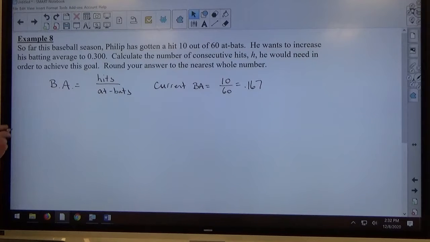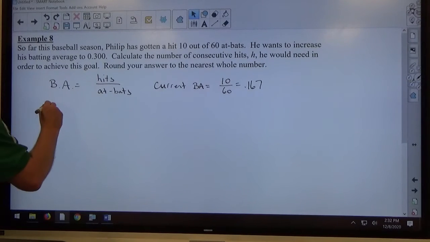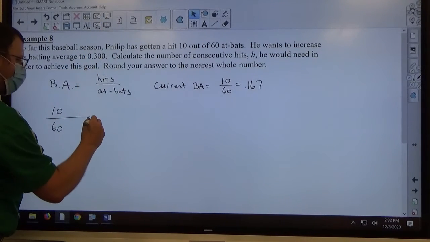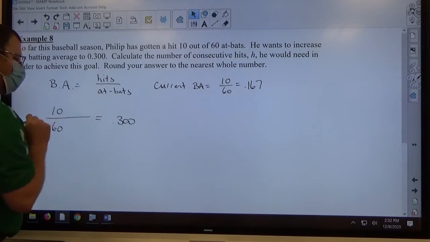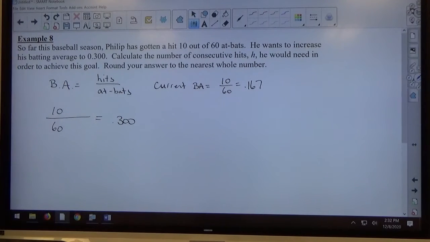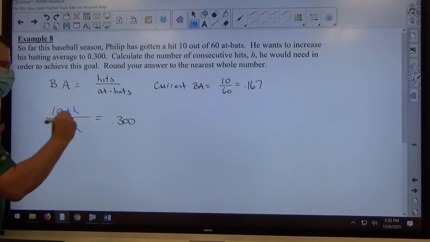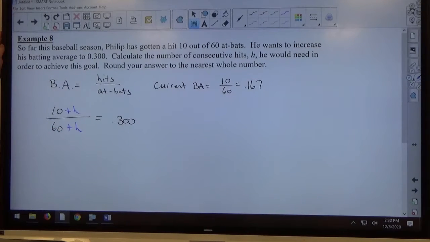So here's all I have to do to make this happen. I want his batting average, which is currently 10 over 60, to increase to a 300 batting average. What's going to happen is he's going to get consecutive hits, which means he's going to have H more hits, and he's also going to have H more at-bats. So you take his current batting average structure, which is number of hits over number of at-bats, and give him that many more hits and the same number of more at-bats. You can't get a hit without getting an at-bat. It's not possible.